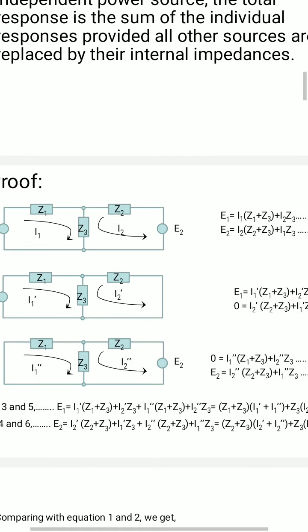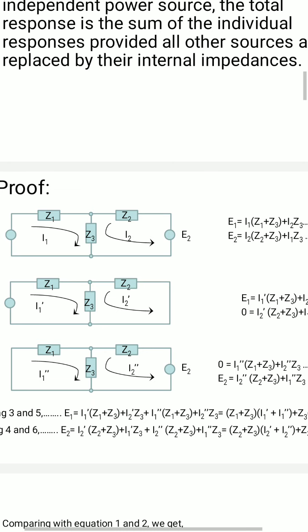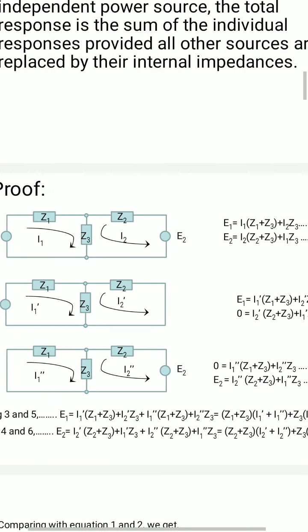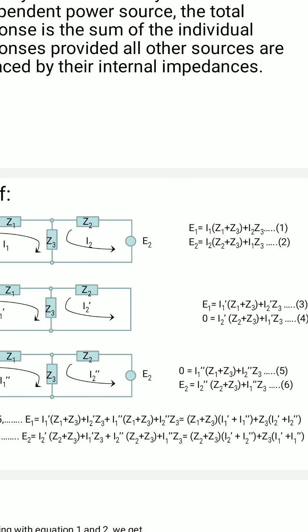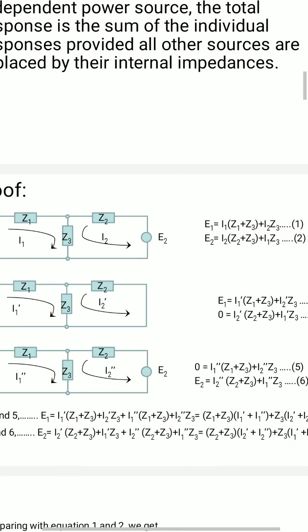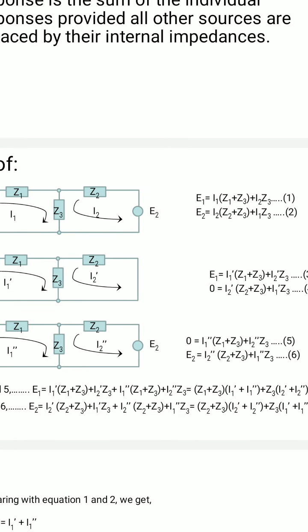Now let us write E1. E1 is equal to I1 prime into Z1 plus Z3, that loop is completed, and then plus I2 prime into Z3. I2 prime will also be passing through Z3, so you have to add that. Now in the second loop, how will you write? 0 is equal to, E2 is 0 there, 0 is equal to I2 prime into Z2 plus Z3 plus I1 prime into Z3. So we got equations 3 and 4.